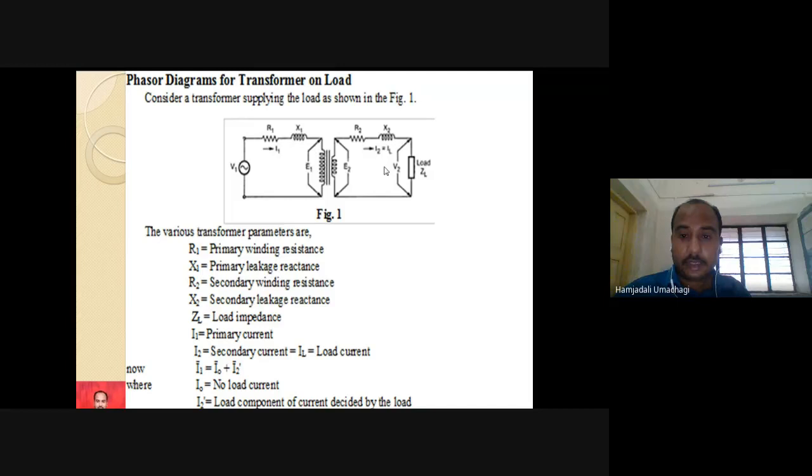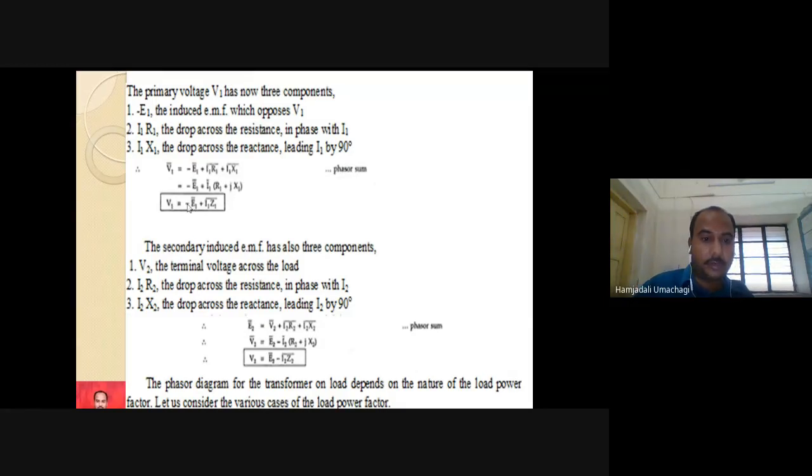Similarly, E2 is equal to I2 R2 plus I2 X2 plus V2, or otherwise load terminal voltage V2 is equal to total voltage E2 minus of this drop. So V2 is equal to E2 minus I2 R2 minus I2 X2, or otherwise V2 is equal to E2 minus I2 into Z2, because R and X together is nothing but Z. Yes or no? So just for this, we have written the KVL equation, primary side, secondary side. Is it clear to all of you now?